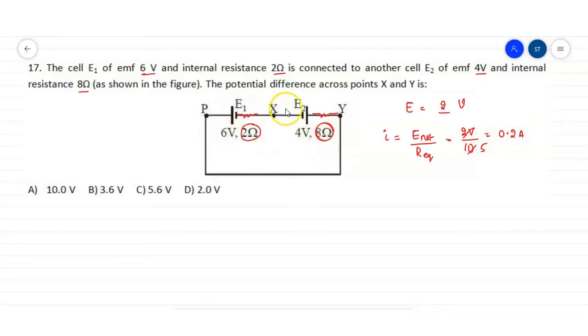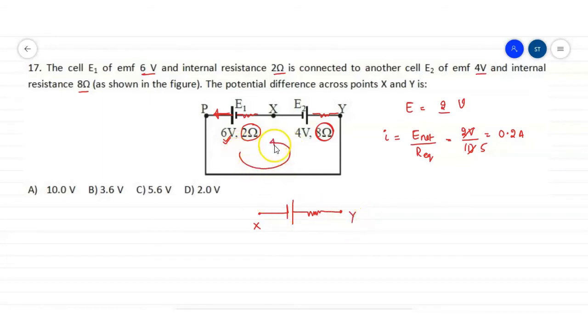And out of E1 and E2, E1 will be dominating E2. So current will be coming out of the positive terminal of E1 and again ending at the negative terminal of E1. Now we want just the potential difference between these 2 points. Let me enlarge this part. This is X, this is E2. I am separately representing the internal resistance of E2. This is internal resistance of E2. Just for representation we are taking it outside. And this is point Y.